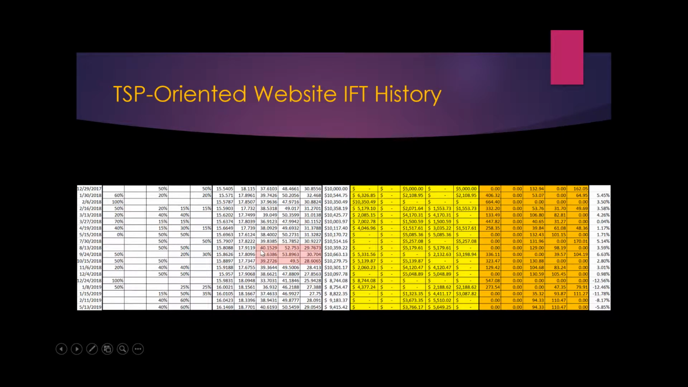Okay, next section here, we're going from 100% in stocks to 50% in stocks, with a couple of IFTs involving 50% in stocks.